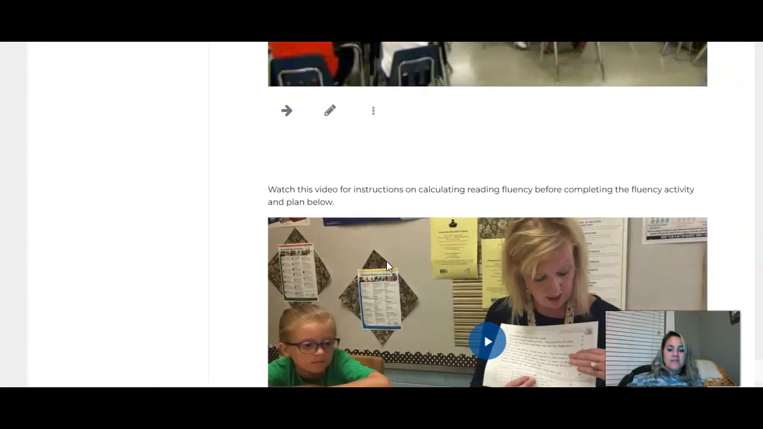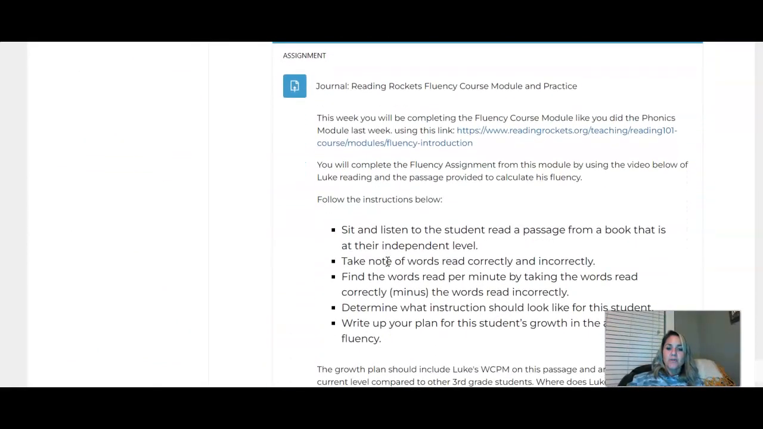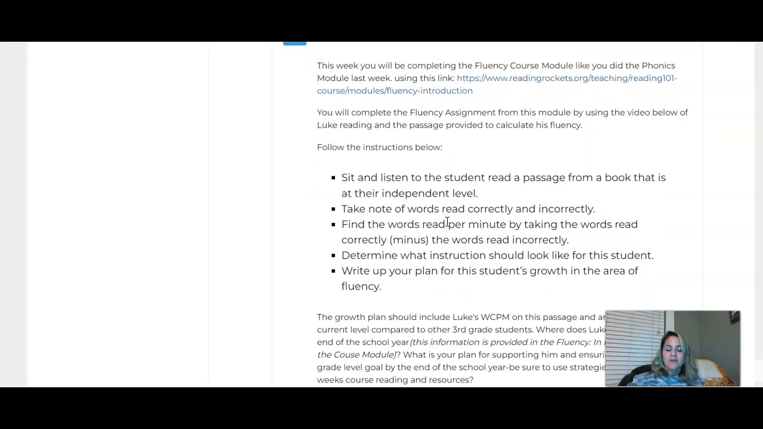There are several resources, as always, to help you understand what fluency is. And there is something that I want to show you specifically. You are doing the Reading Rockets Fluency course module this week. Normally when you do these modules, you just have to do your certificate and sometimes a reflection on what you've learned. But this week you are going to do the fluency module assignment along with completing the fluency module. So you're still going to submit your certificate for the module, but instead of a reflection, you're going to complete the fluency assignment attached.